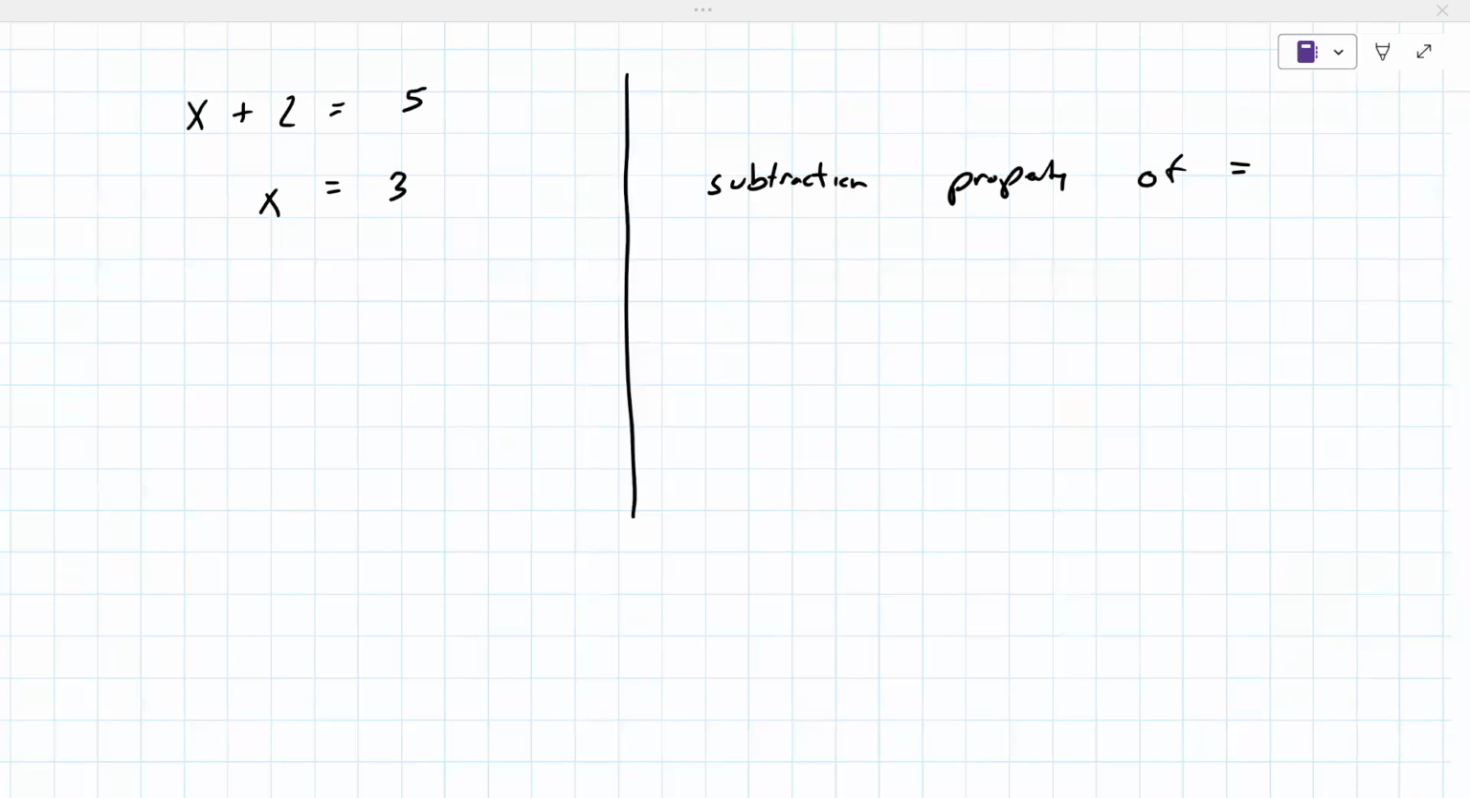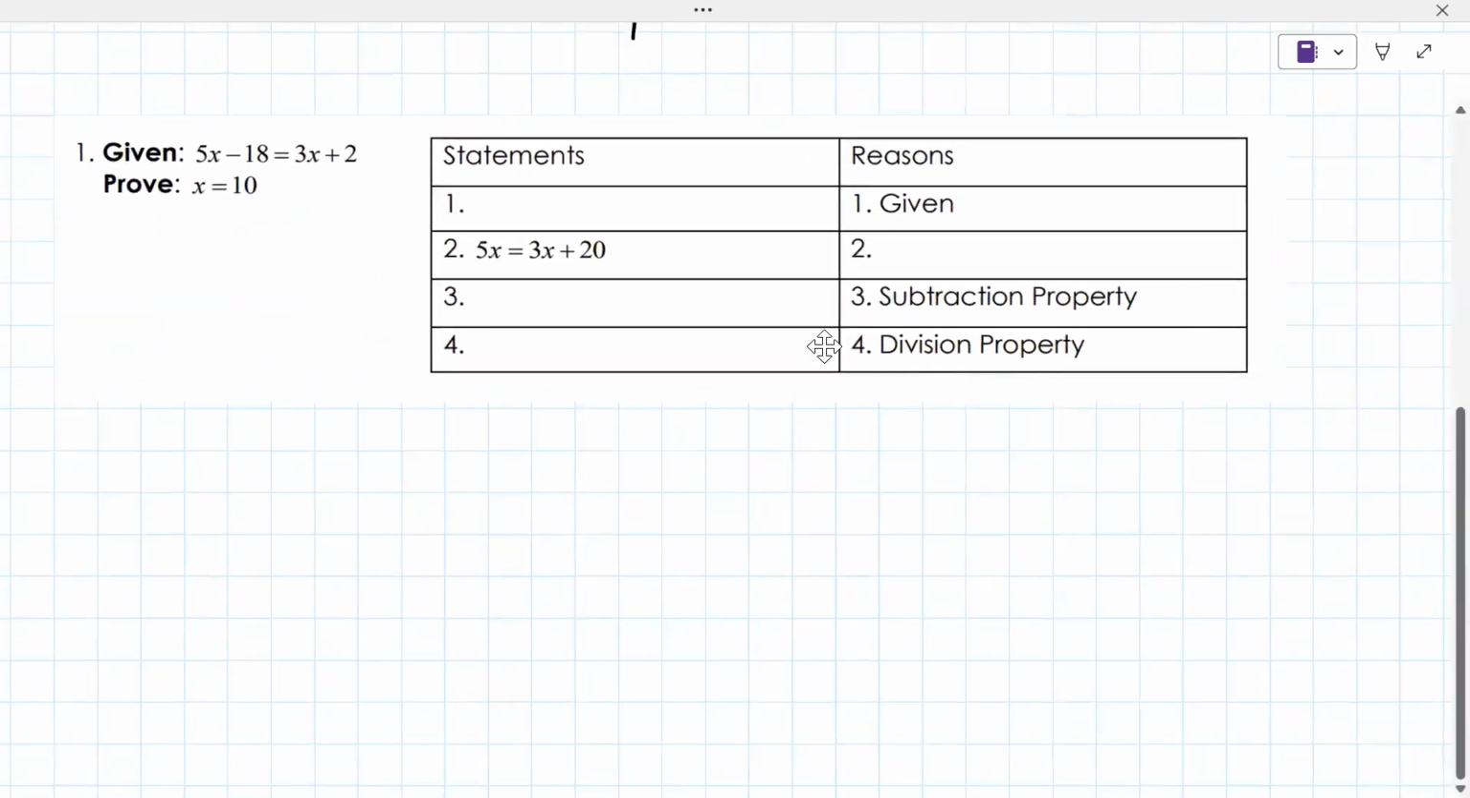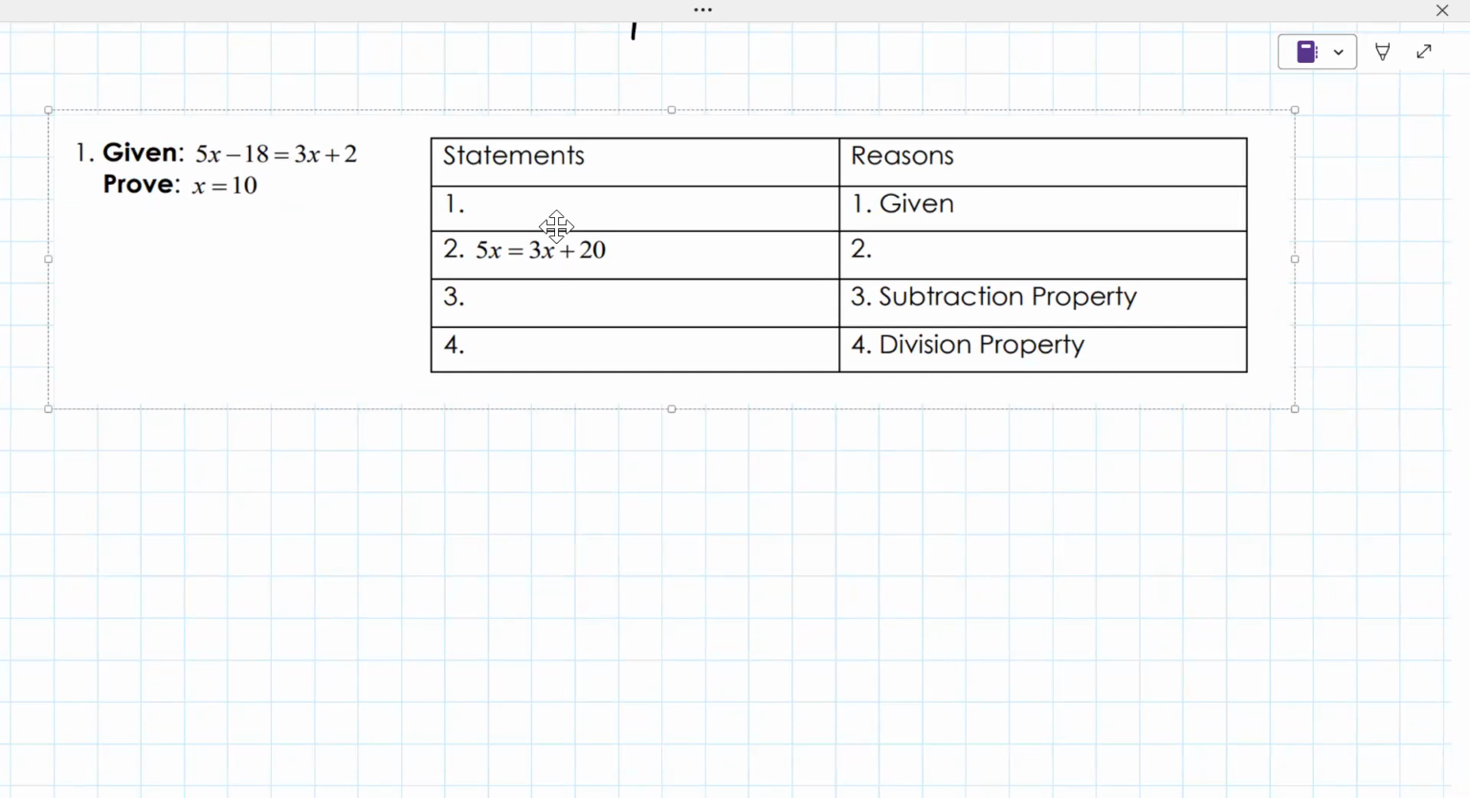So let's look at some practice proofs here and see what we can come up with. The first thing is that the proofs are two-column proofs. On the left is the statement, on the right is the reason. Did you get to that in class today? No? Okay, probably get to that tomorrow.